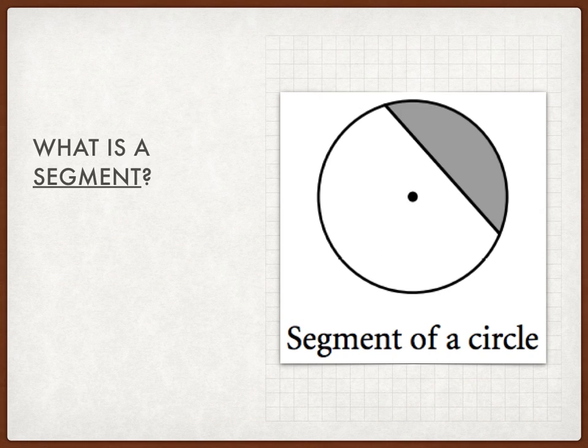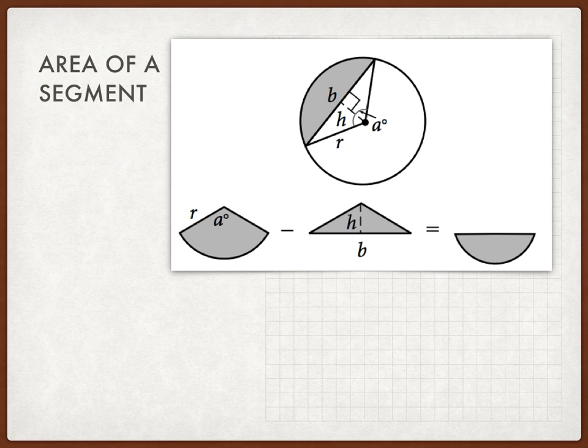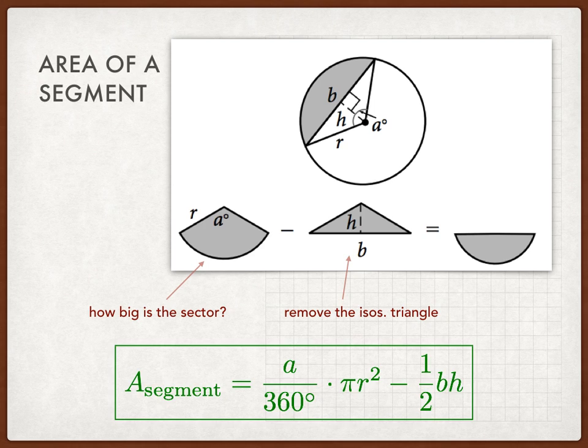Next, a segment. A segment is a region between a chord and an arc. I think of a segment kind of like that contact lens-like shape on top of the circle there. Now, how do we find the area of a segment? To find the area of the segment, first you'll figure out how big the sector is, and then you'll want to slice off this isosceles triangle, and then you're left with the area of the segment. So start with the sector, a divided by 360 times pi r squared, and remove one isosceles triangle, 1/2 base times height.